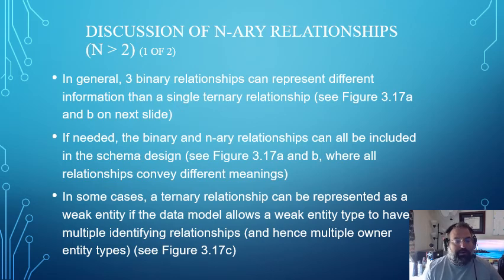In general, 3 binary relationships can represent different information than a single ternary relationship. If needed, the binary and n-ary relationships can both be included in the schema design. In some cases, a ternary relationship can be represented as a weak entity if the data modeling allows a weak entity type to have multiple identifying relationships.